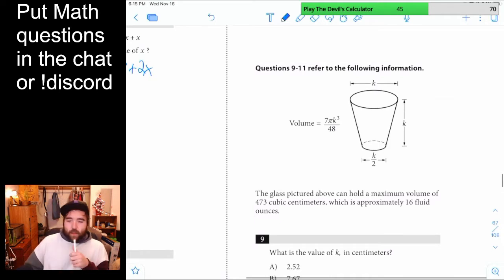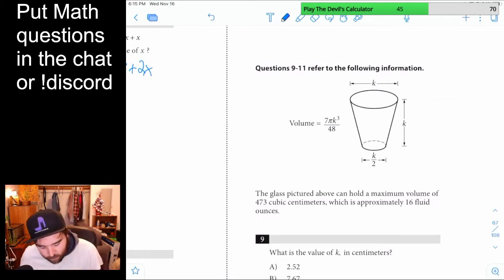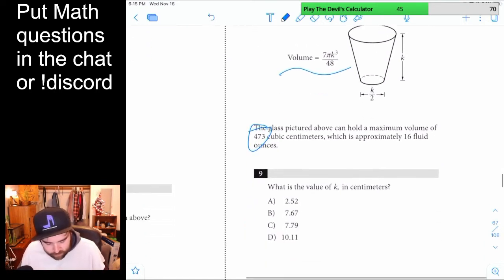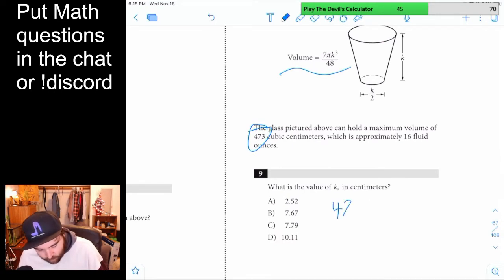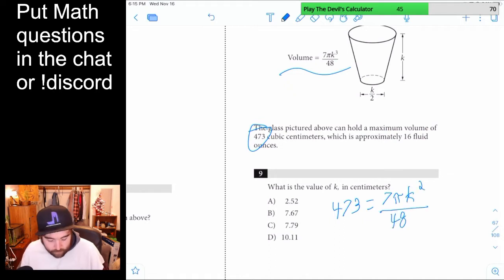All right, this one. So notice they give us the formula. If they have us doing some crazy shape, they're going to give us the formula. And they just want to know what the value of k is. And then they tell us the volume. They tell us the volume is 473. So we're just going to say that 473 is 7 pi k squared over 48.